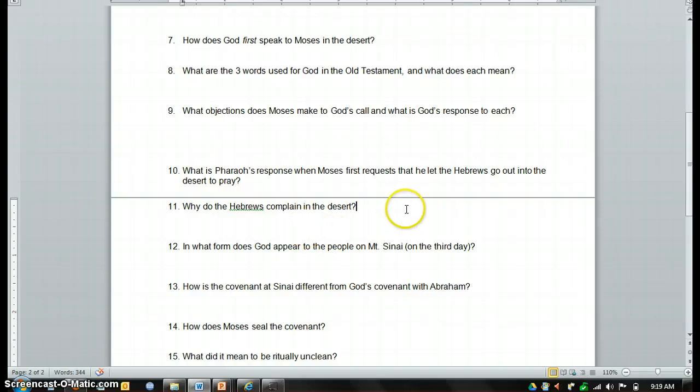Why do the Hebrews complain in the desert? Oh, for like every reason, because they're afraid of the Egyptians, because they don't have any food, and then when he gives them bread, they're like, oh, we don't have any meat, and then he gives them meat, and they're like, oh, well, we don't have any water. So like at every turn they complain.